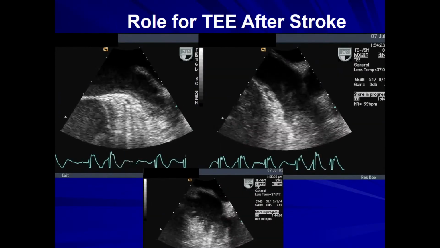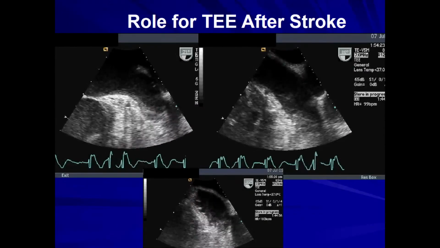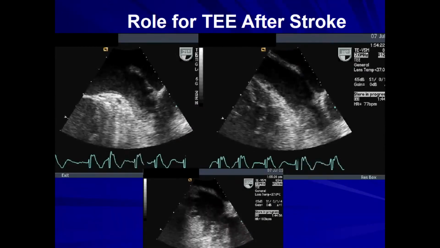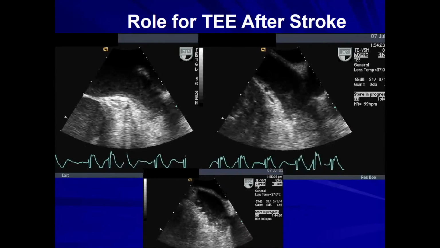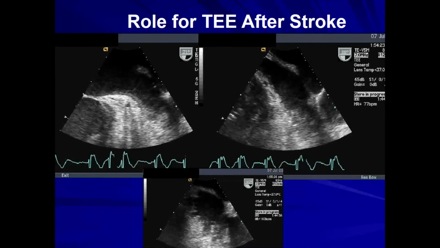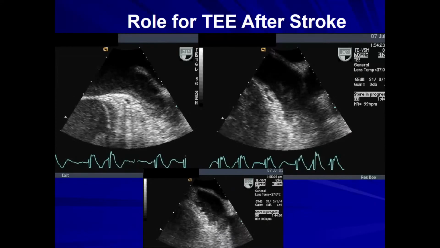Here's an example again of an early thrombus formation in the left atrial appendage of a patient with atrial fibrillation. And again, in a stroke patient, this would be enough evidence that this likely could be the etiology of the stroke, and this patient would be treated appropriately with anticoagulants.